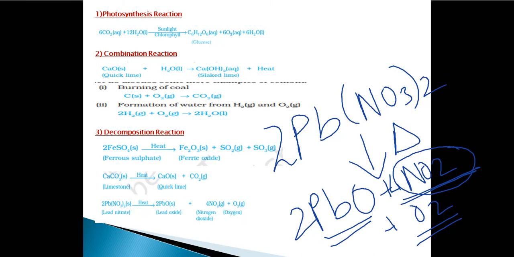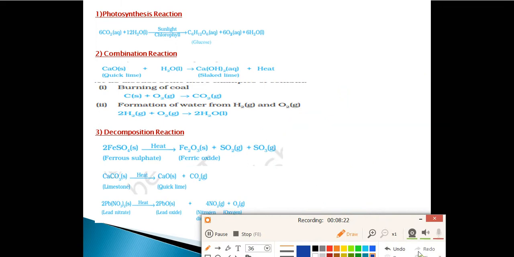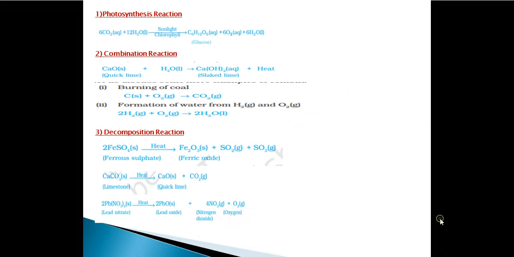So remember this reaction, lead nitrate. Whenever lead nitrate is heated, you will get lead oxide. Along with that, you will get nitrogen dioxide. Along with that, oxygen is also produced. So all these reactions are examples of decomposition reactions using heat.